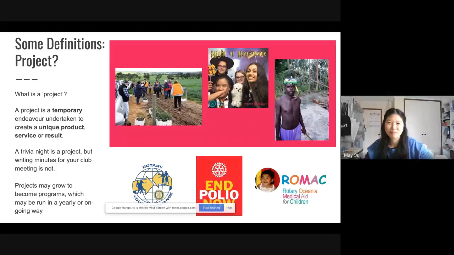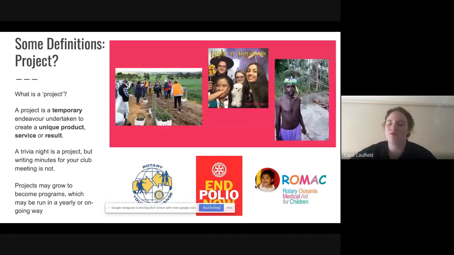Will do. So let's first make some definitions. A project. What is a project? So it's a temporary or short-term endeavor designed to create a unique product, service, or result. So in the big pink box there, here are some projects that exist in our Rotary district or Rotaract district. And for example, a trivia night or a games night is a project, but just taking minutes at a meeting is not a project. That'd be more of a task.